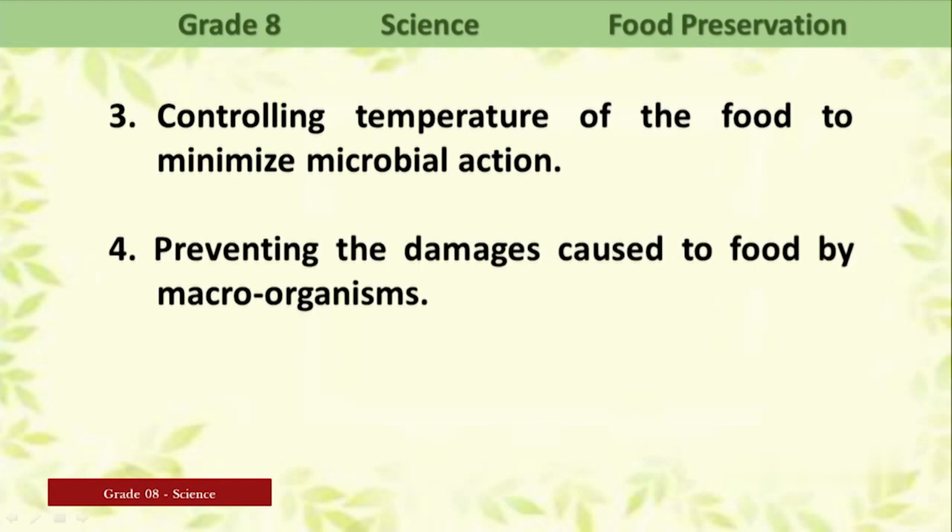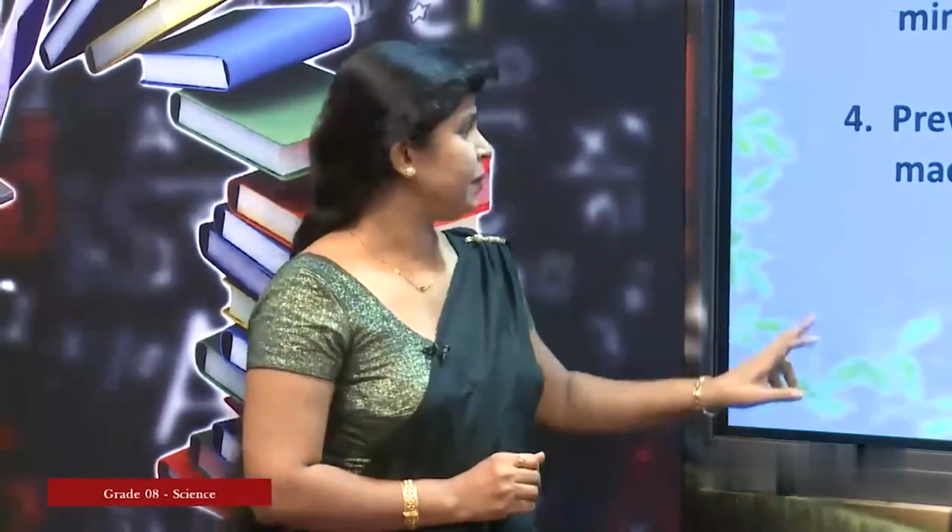Preventing the damages caused to food by macroorganisms. You know that weevils and grain borers are macroorganisms that cause damage to the food items. So, that can be minimized and we can preserve the food items by preventing the damages caused to the food by macroorganisms. That is also one method of food preservation.